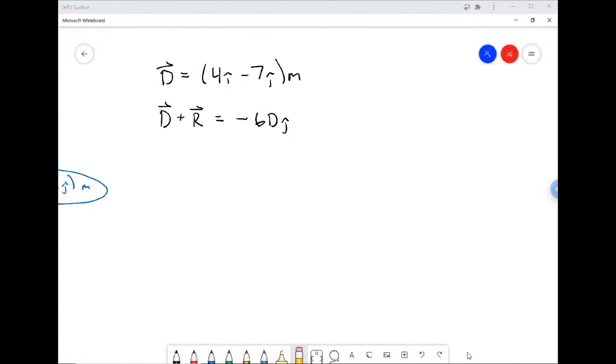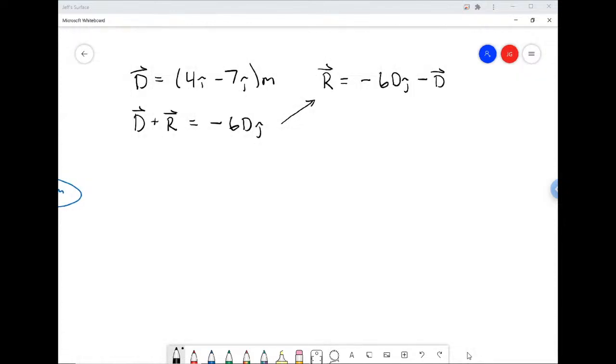And that's ultimately what you're looking for. Alright, so there's a really important lesson here when it comes to dealing with vector quantities. One lesson is that you can rearrange expressions like this algebraically. So if D plus R equals this thing minus 6d j hat, then R is going to equal minus 6d j hat minus D. Just rearrange that to get that new way of representing it.